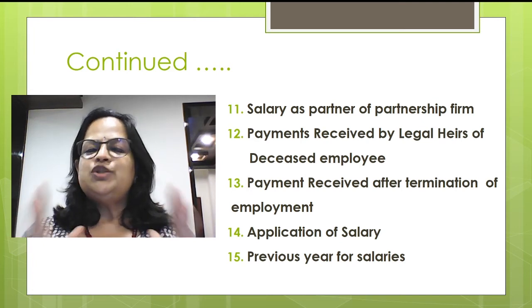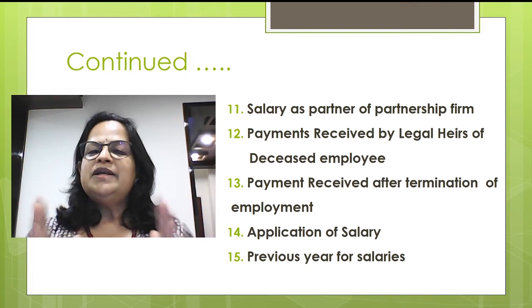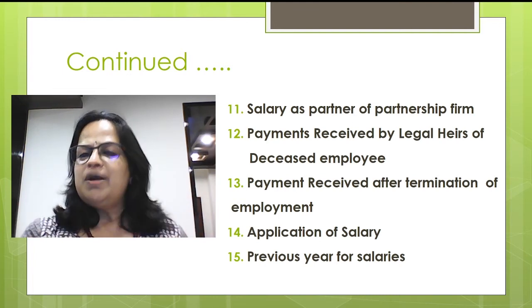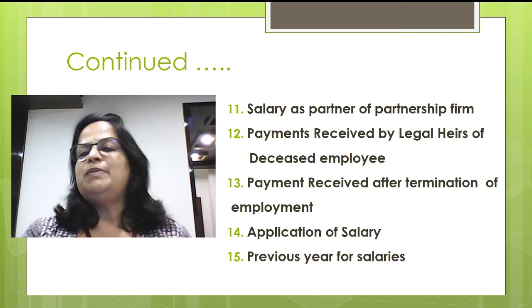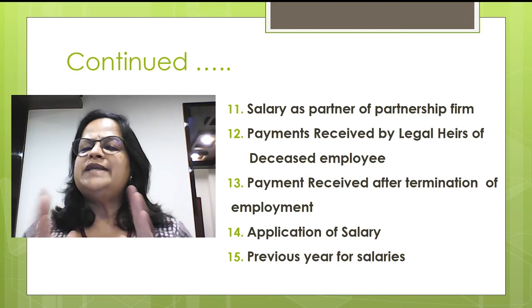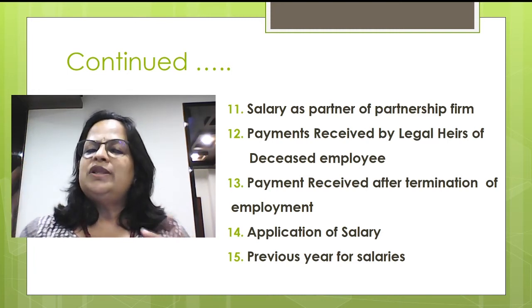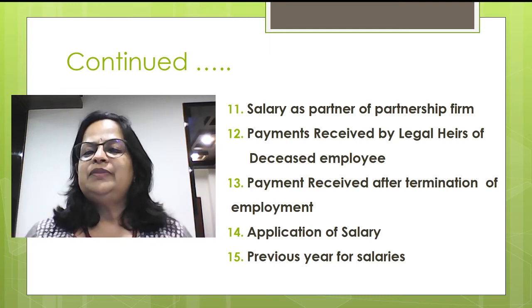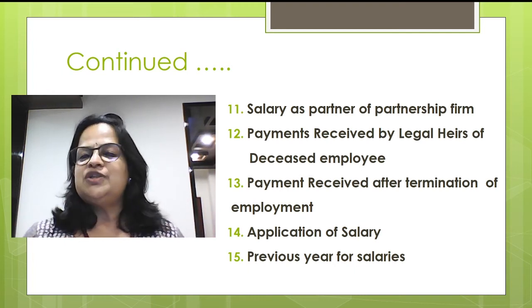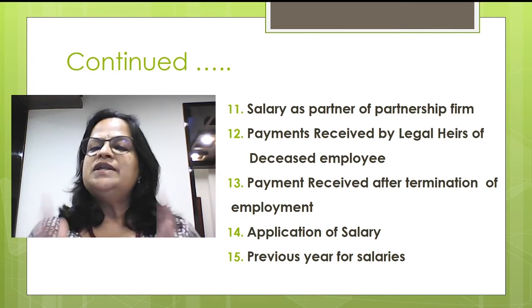Next point you have to remember: salary as partner of a partnership firm. I told you when I taught you the concept of income that when a partner is getting a share of profit from the partnership, it is exempted for the partner. The reason is that in our country, the rule is that there is no double taxation of income. The partnership firm has paid tax for the entire profit they made. So if the partners, when they get a share after the tax is paid by the partnership firm, are taxed again, it will be double taxation. So the share from the partnership firm to the partners is exempted.